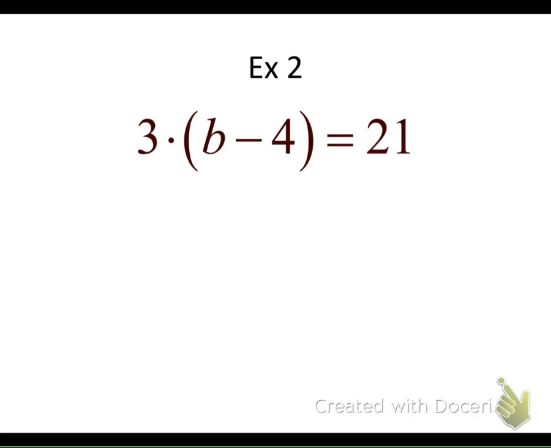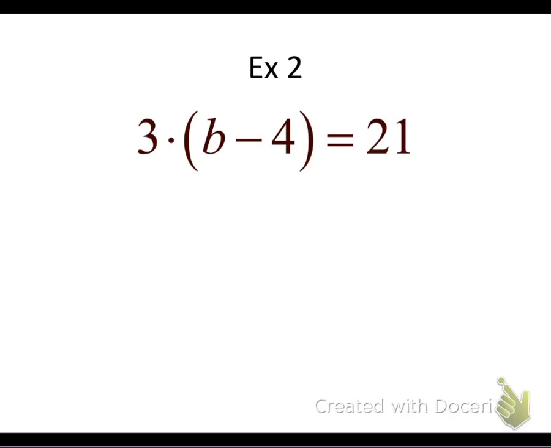So this next one, example number 2, we have 3 times parentheses b minus 4 equals 21. Now, do you have to have this little dot here to show that it's going to be 3 times the parentheses? No, you could just have the 3 against the parentheses.